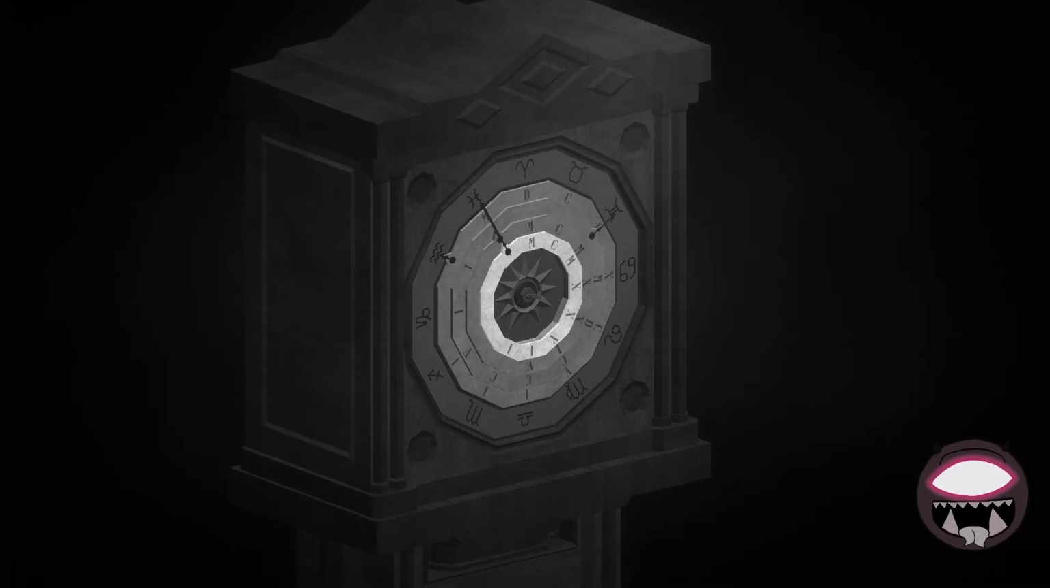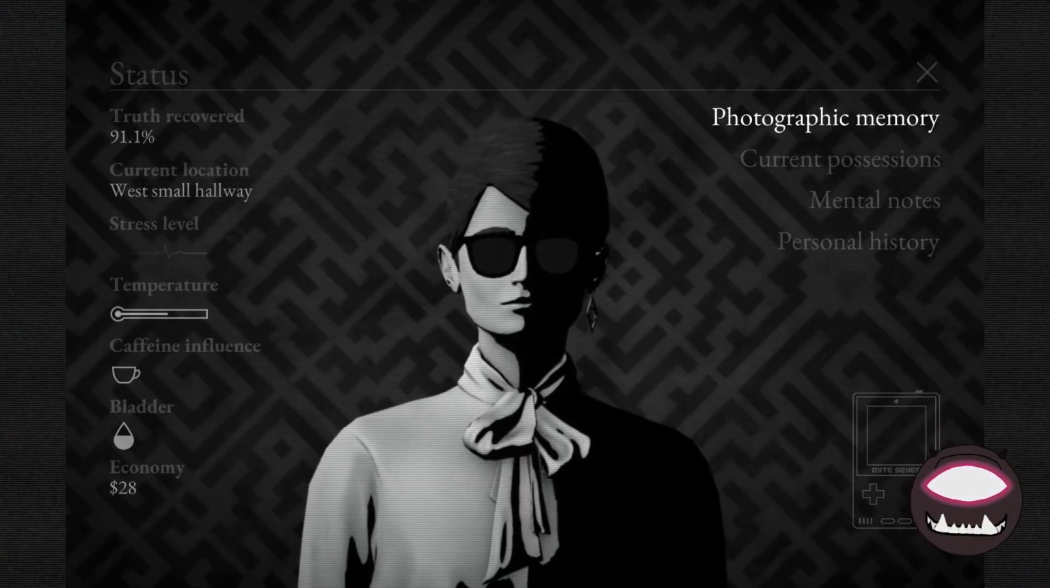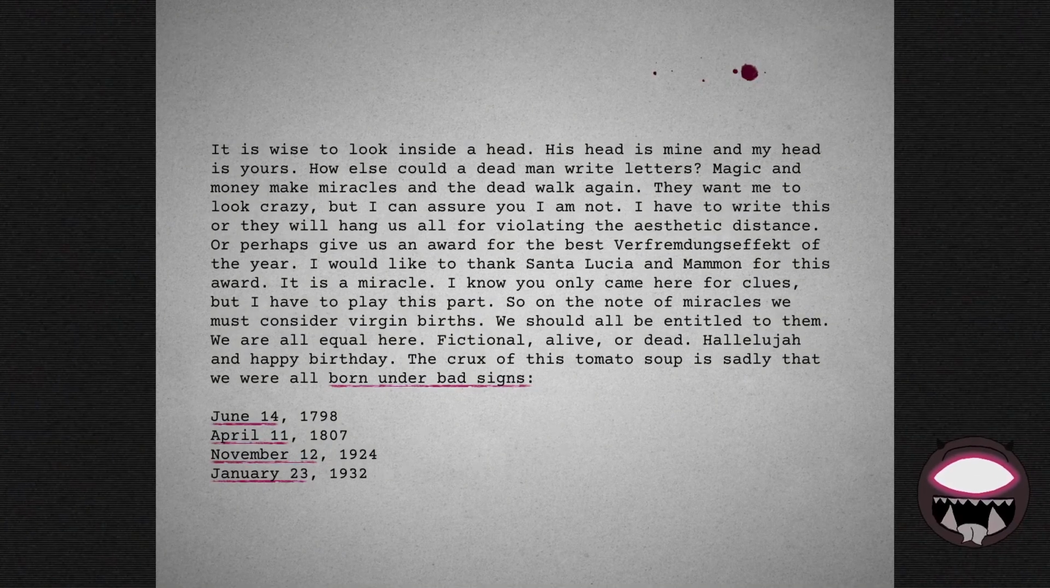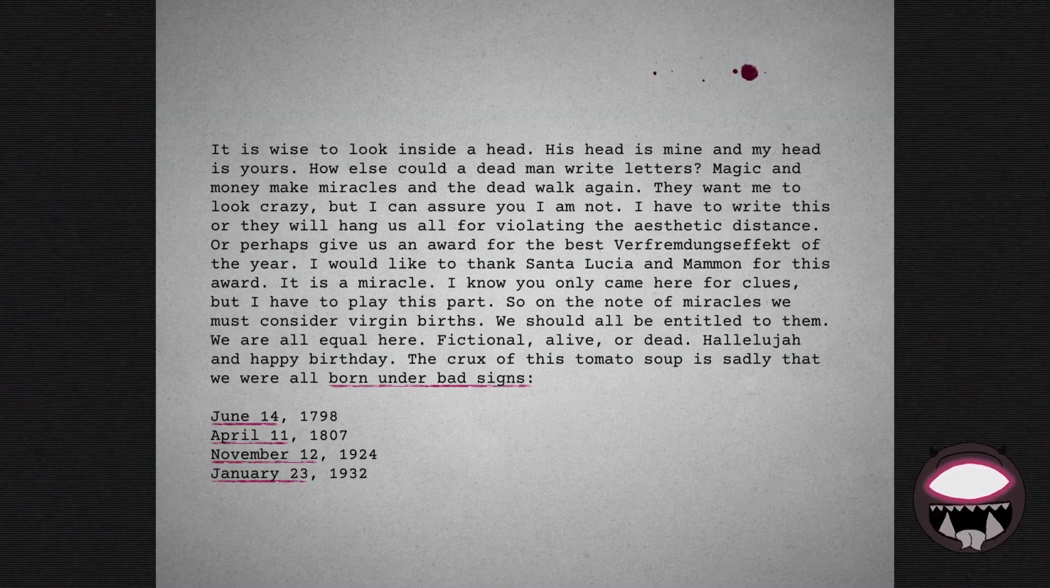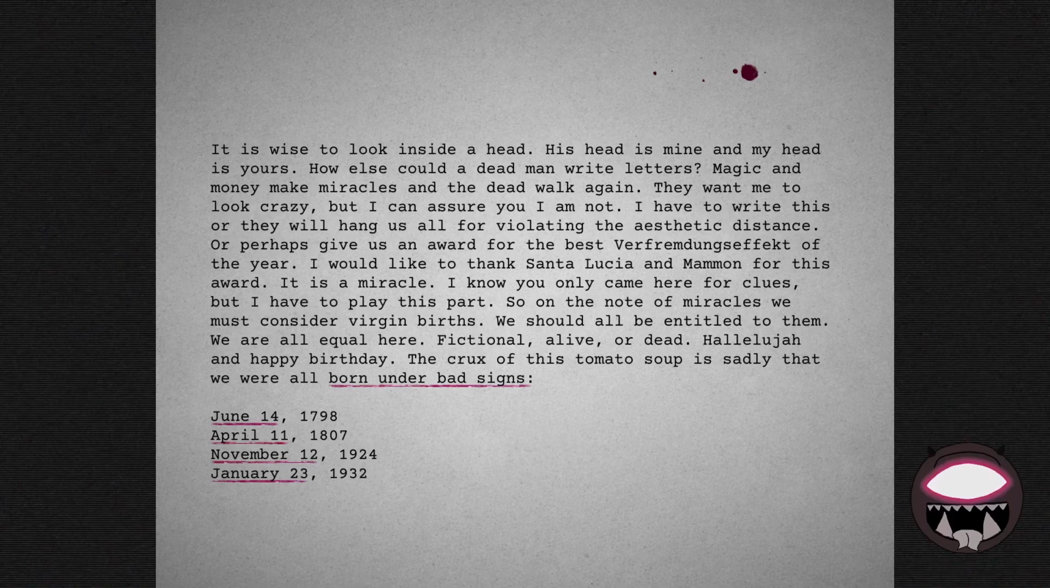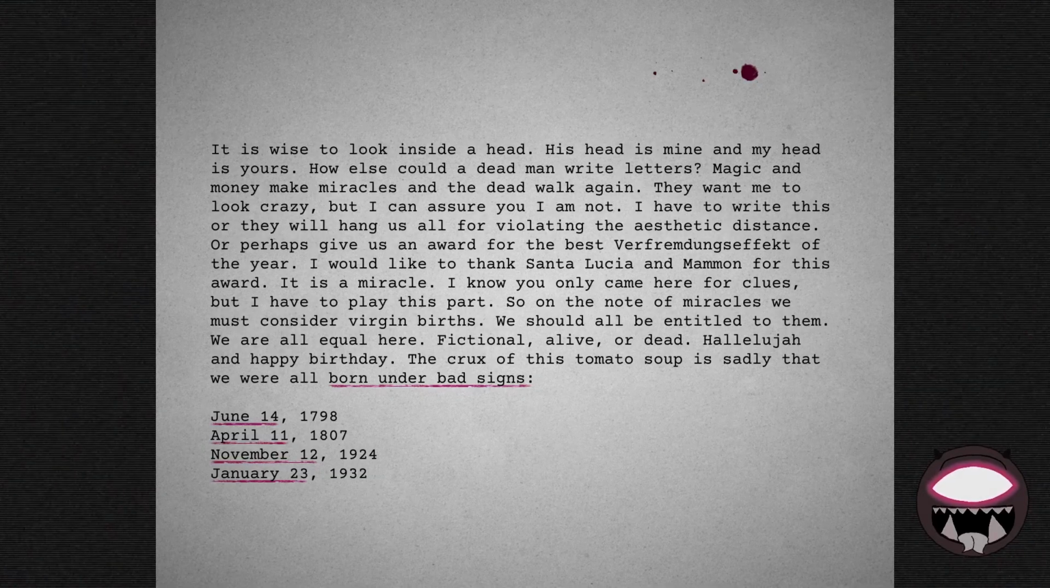All right, so let's see. We have, okay, 1798, 1807, 1924, and 1932. So let's look at these again and cross-reference them with the thing. So June 14th, let's write that down. So 6/14. 1807 is April, so 4/11. 1924 is 11/12. 1932, 1/23.